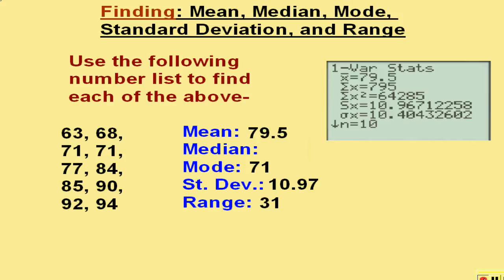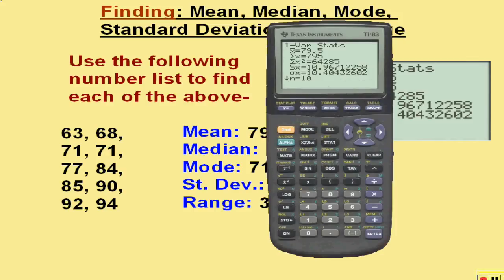The last value we need is the median, and we will go back to the calculator to find it. The median is simply the middle number in the list, or the average of the middle 2 numbers if there is an even number of numbers. On the calculator, notice that there is an arrow next to the n equals 10. That means that there is more information below, and all we need to do is go to the down arrow and continue down.